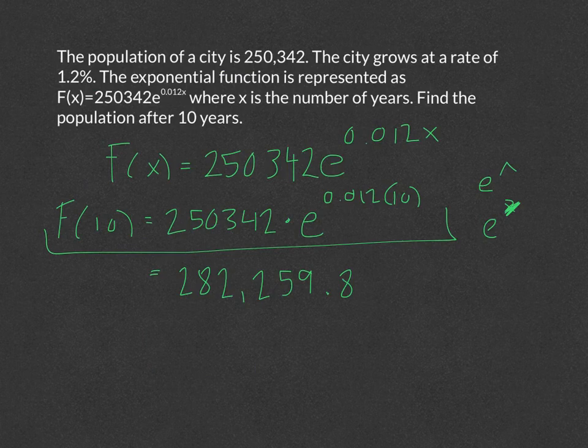282,259.8. Now, since you can't have 0.8 of a person, technically that's not wrong because it's like a projection of what it should be, but you can round to the nearest person. So that would be 60 people. And there's our final answer.